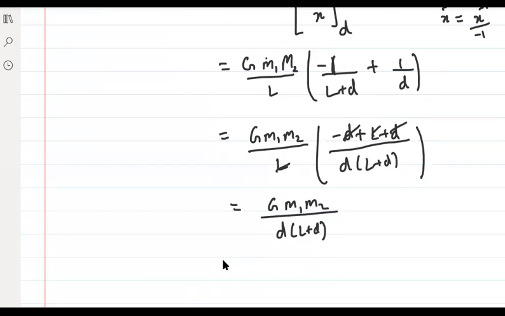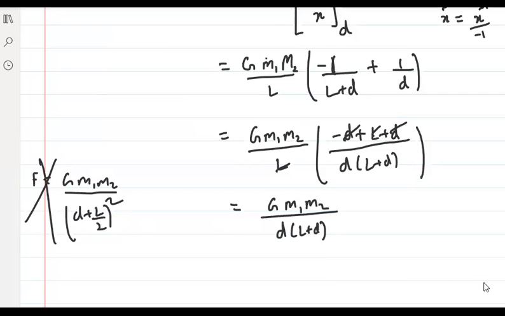Got it? Yes or no? Tell me, guys. Clear? Everyone clear? Now, if you would have used center of mass, what was the force? It was G m1 m2 by d plus L by 2 whole square. Now, obviously, this is not same. Now, obviously, this is wrong, right, everyone?